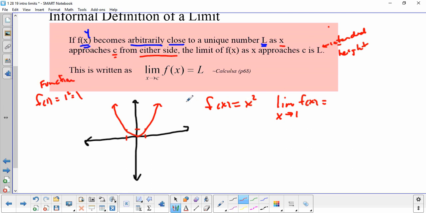However, a limit is not looking for the value. It's looking for where is it going? How is it getting arbitrarily close? What value is it approaching? Now, that might be 1, but not all the time. We're going to talk about that a little bit more.